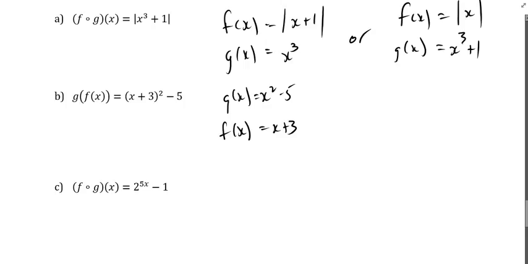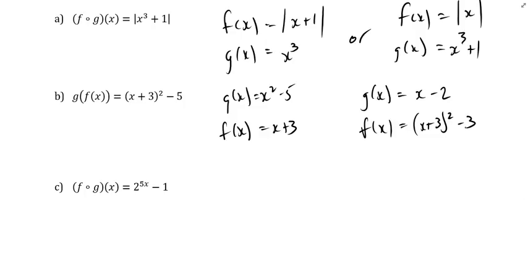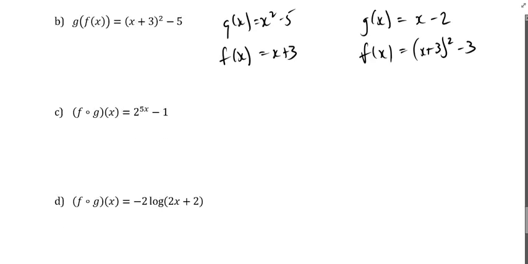I could think of another one. Let's say g at x equals x minus 2, and f at x equals x plus 3 squared minus 3. Yeah, not minus 2 minus 3, it's just negative 5. So just put them in there. Simple in a way, right? But yeah. Okay. Next one.